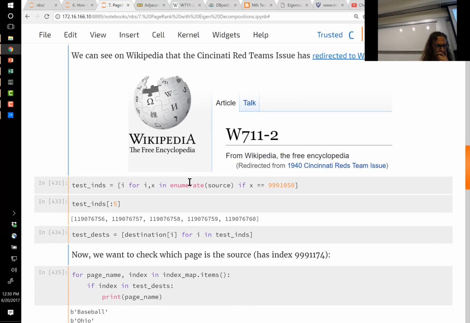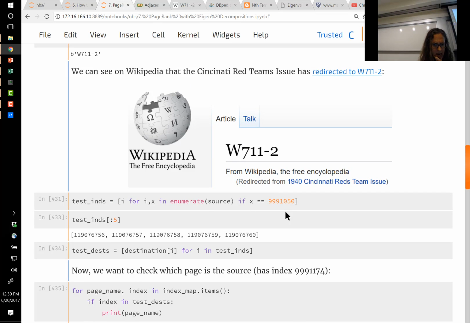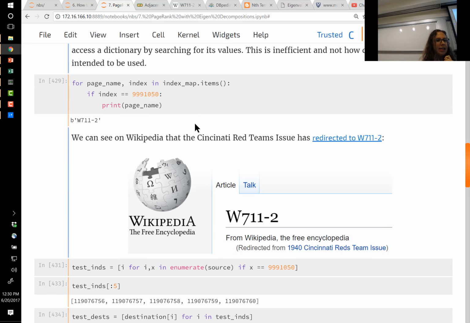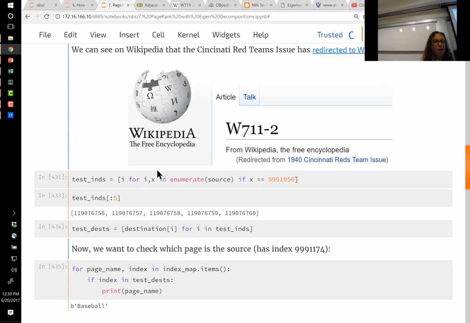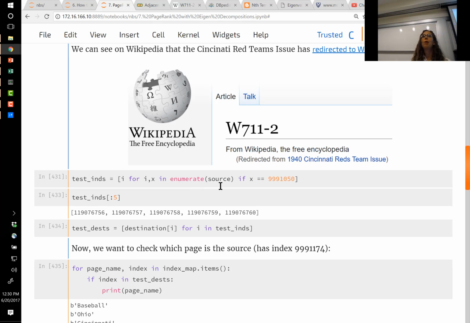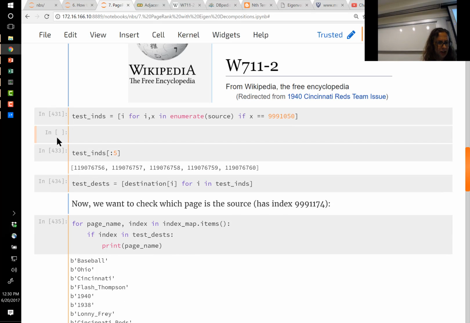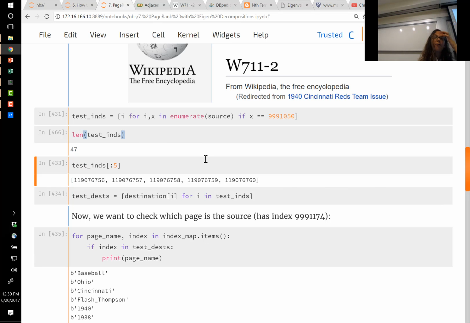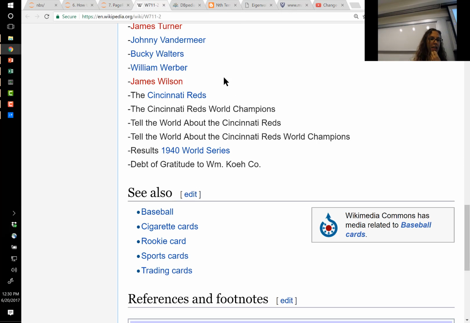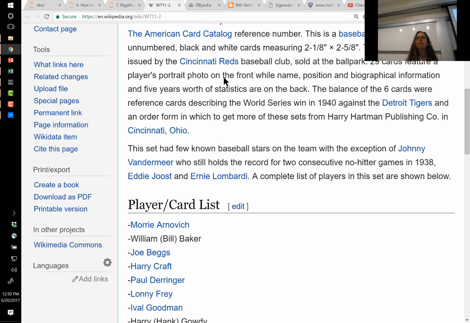Okay, so now I'm interested in 9991050, which is this W711-2 page, which represents this pack of baseball cards. And I want to know where that shows up in the source, so what pages is the source pointing at. I get 47, so there are a lot. That's saying this Wikipedia page has 47 outgoing links on it, which seems very plausible to me.